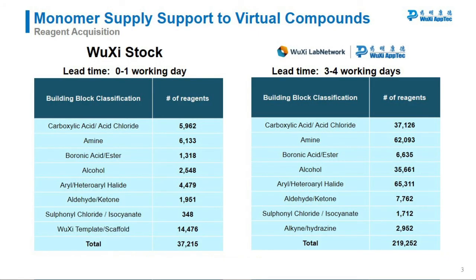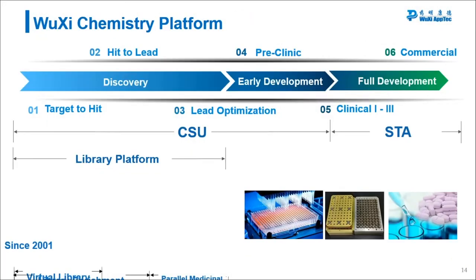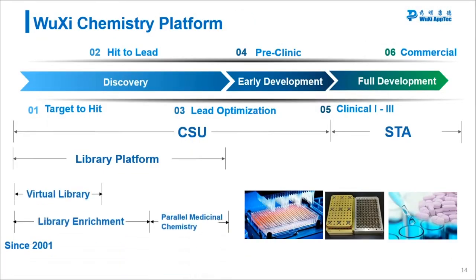Also, for monomer reagent acquisition, we have strong support, with around 37,000 compound reagents in stock, and our lab network also provides very strong reagent supply for our virtual compound synthesis.